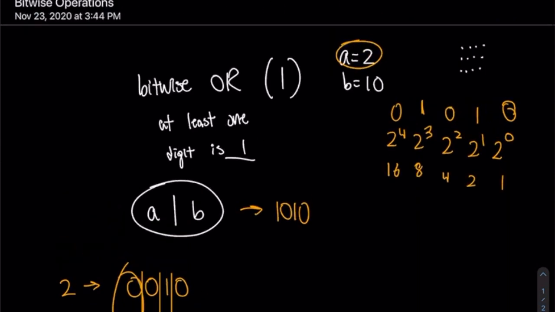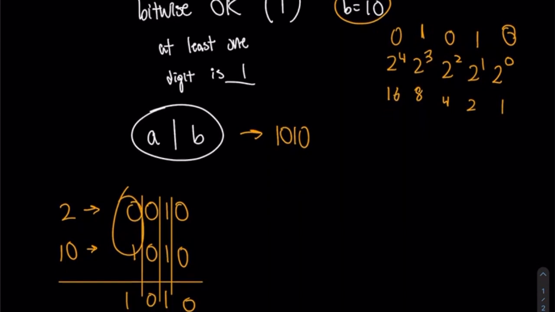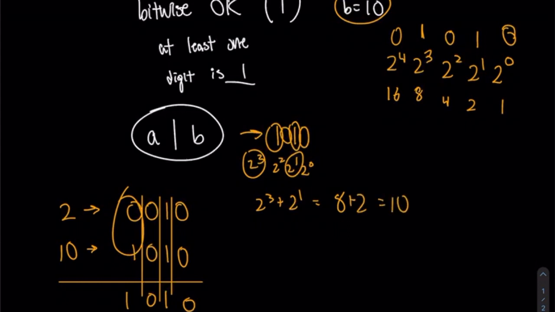And we want to find the decimal representation of this because we're using decimal values to initialize this. So in order to convert this binary to decimal, we do 2 to the 0, 2 to the 1, 2 to the 2, 2 to the 3. There's 1 in 2 to the 3 and 1 in 2 to the 1. So 2 to the 3 plus 2 to the 1 equals 8 plus 2 equals 10. So 2 ORed with 10 equals 10.